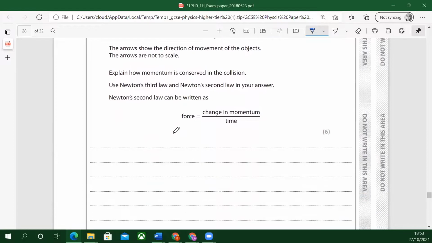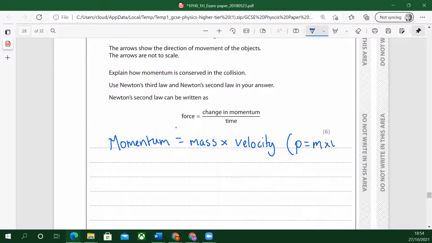So how momentum is conserved. Let's see what momentum is first of all. Momentum is mass times velocity. Sometimes it's written as an equation, P equals M times V. We're talking about Newton's second law as well. The other thing is there are equal and opposite reactions.